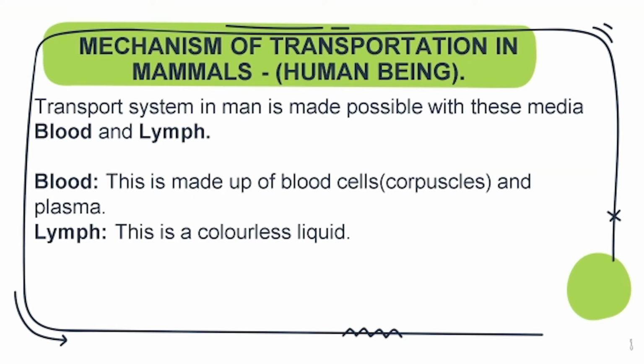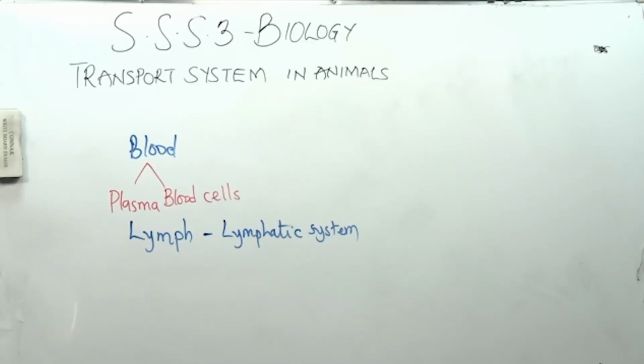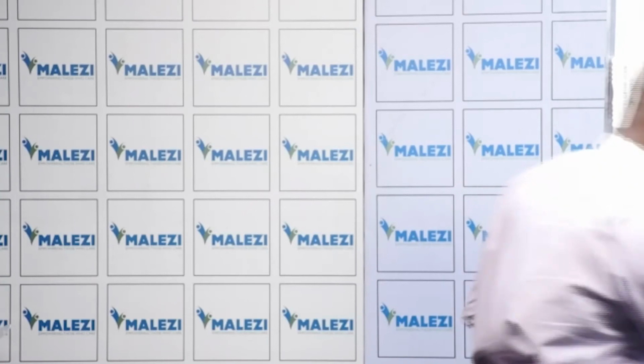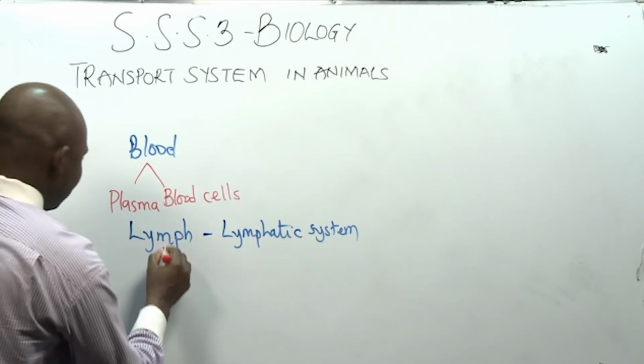Lymph is similar, but not exactly the same as blood. Similar in the sense that they are both liquid, or you say fluid. However, lymph is in the lymphatic system, while the blood is in the circulatory system. Now, what is the component of lymph? Lymph consists of a cell called lymphocyte.